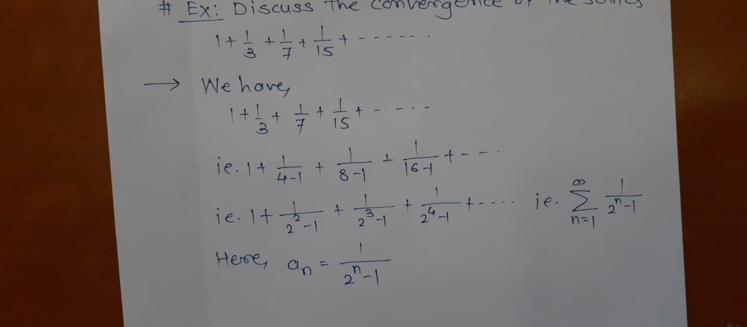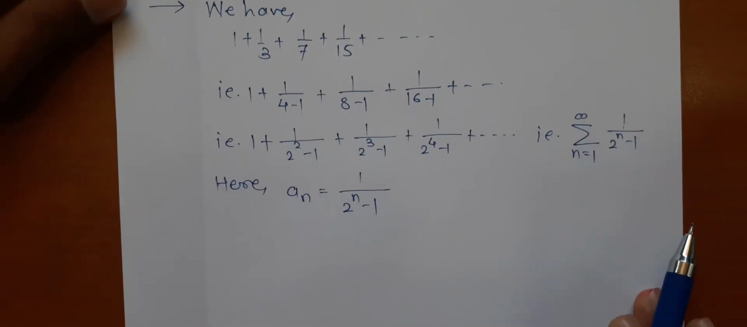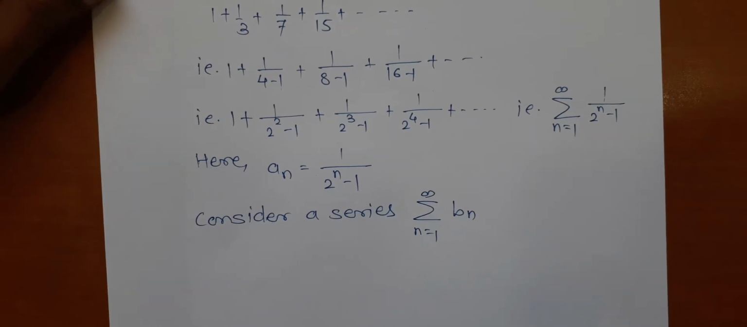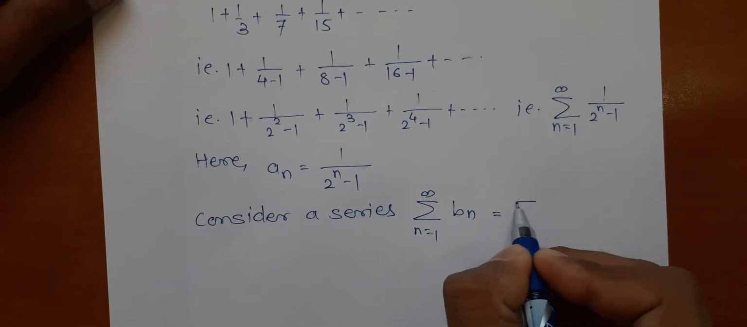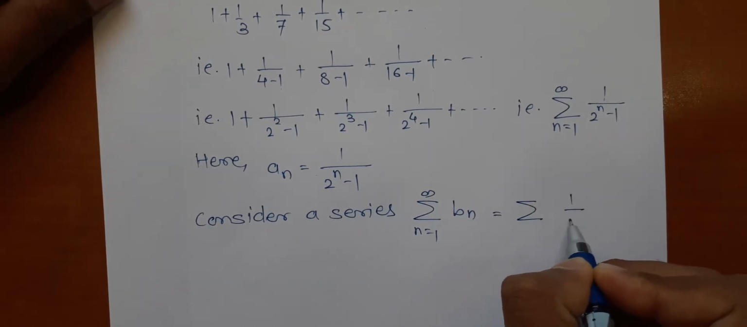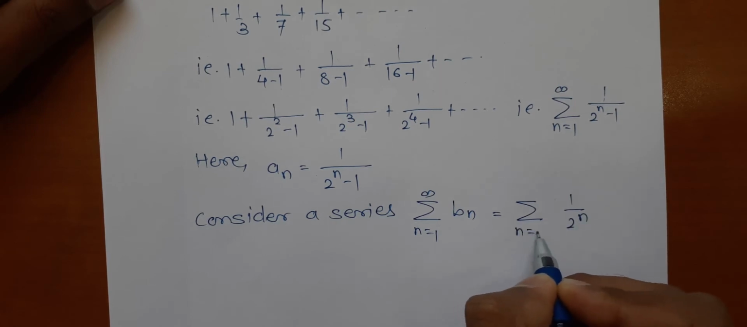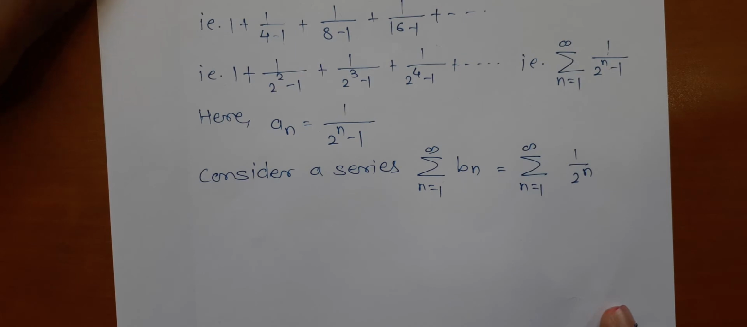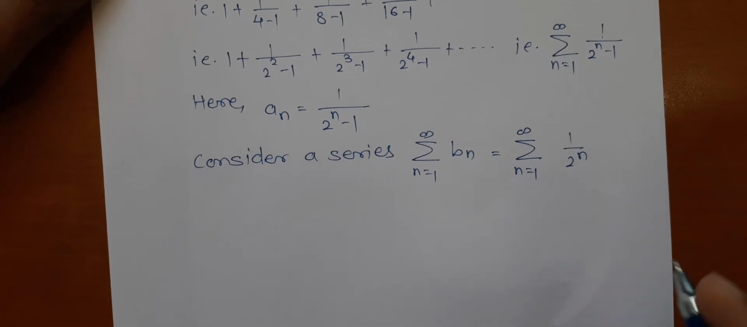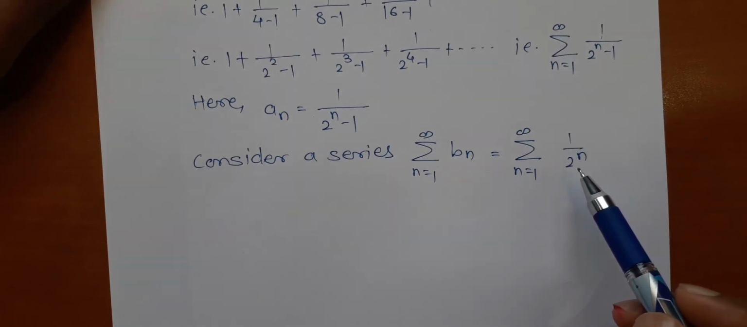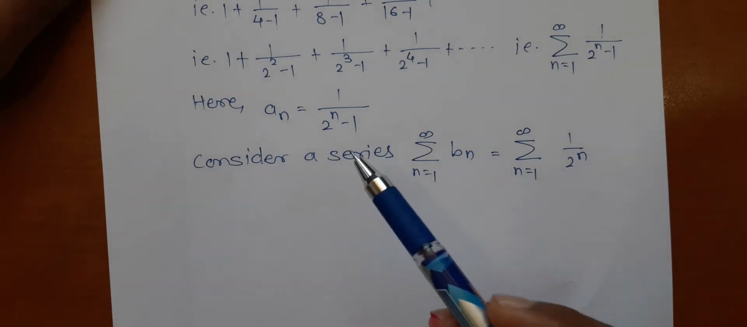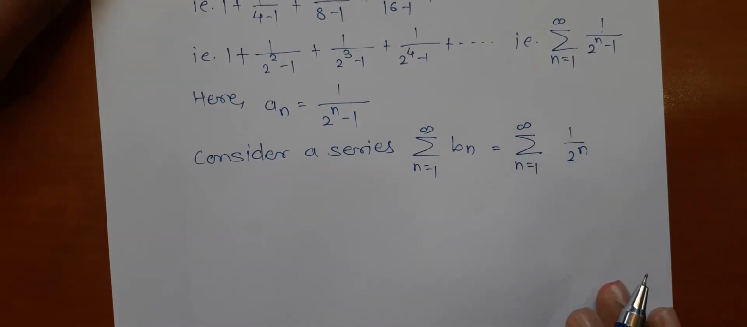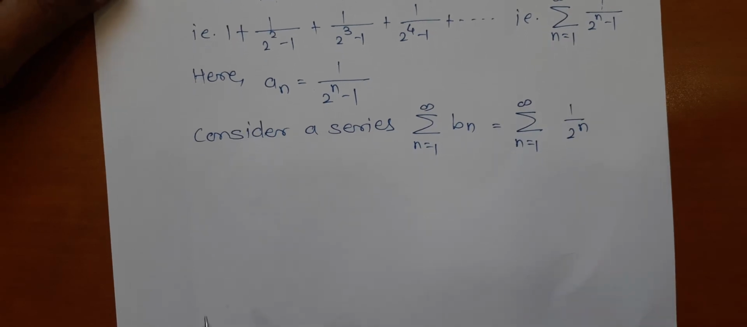So for that, I'm going to take one more series. Consider a series summation b_n, where b_n is 1 upon 2 raised to n, n running from 1 to infinity. This series I'm going to take. As I told you, first of all I will calculate the limit. Maybe you are thinking how could I take this series, but this series is similar to this one, or some terms will get cancelled. According to that we have to take a series. So let us consider now.